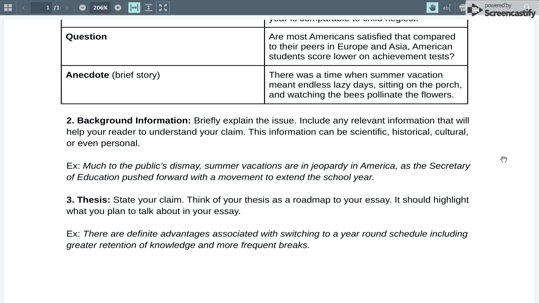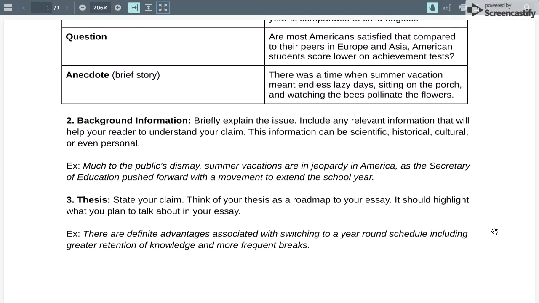And then finally, your thesis. So state your claim. We talked about this a lot before the break. This is just you stating something as fact. Whether or not it's true is up for debate. So I could say the sky is green. That very well may not be factually true, but I can say it as though it is true. So you have your claim, and then you have your reasons. So the sky is green because.